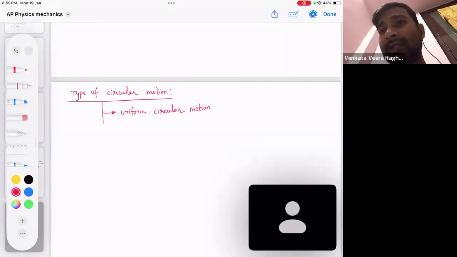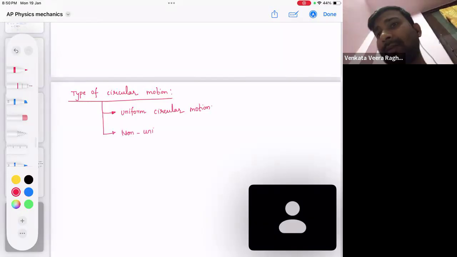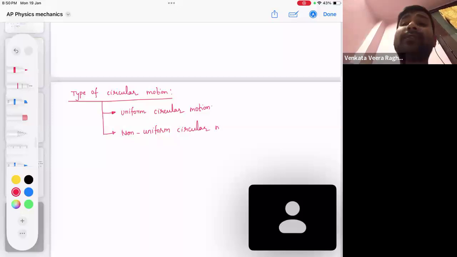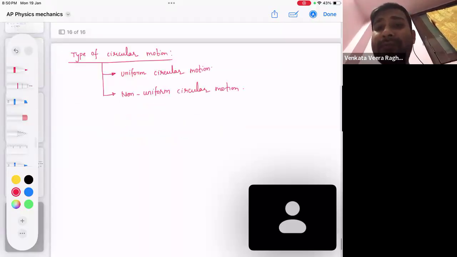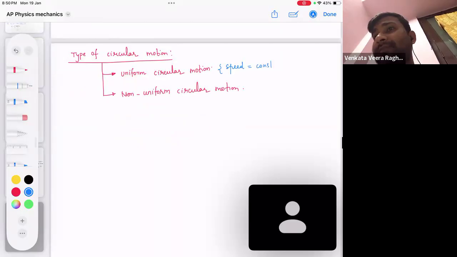Okay. And the second one is called what? Non-uniform circular motion. Can you tell me the difference between these two? What is the difference between uniform and non-uniform circular motion? In uniform circular motion, the speed of the particle remains constant. And in non-uniform circular motion, what will happen? The speed will change. Understood?